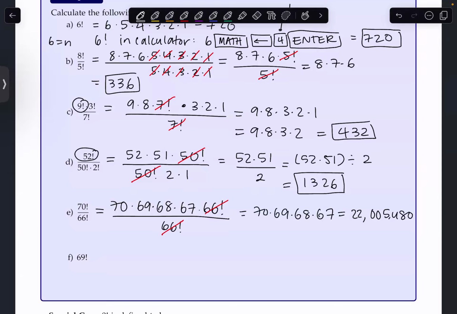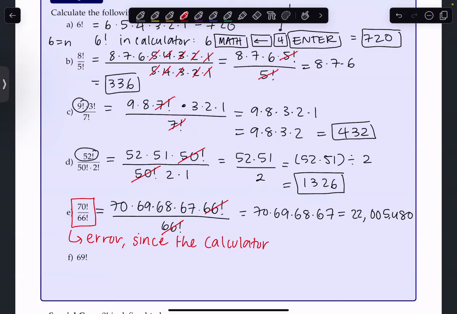Something you'll see, this is the reason why we want to be able to do these shortcuts, or these calculations by hand, is because if I tried to put this into my calculator, 70 factorial over 66 factorial, I would get an error. It turns out that the calculator cannot handle 70 factorial. It takes too much space because 70 factorial is a very big number. The calculator does not have enough space to show you what number we're working with, and so it just gives you an error, tells you it can't compute it. So this is why we want to feel comfortable doing all these calculations by hand.